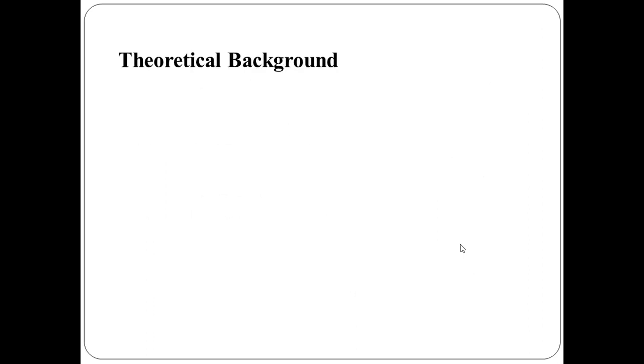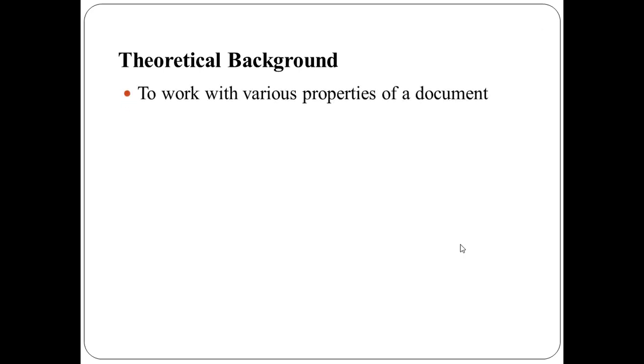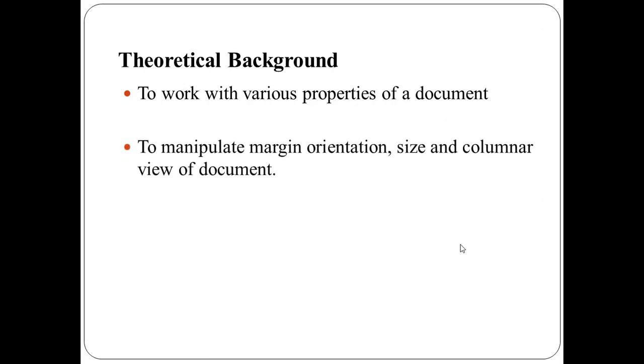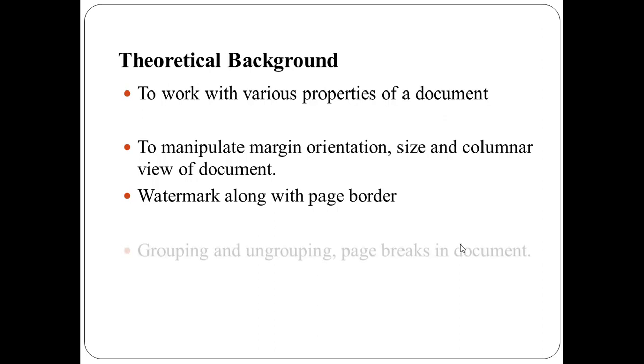To perform this practical, you should know various things. The page layout option gives freedom to the user to work with various properties of a document. The user can work with the theme of the document and give color to the document. These options enable the user to manipulate margin, orientation, size and columnar view of a document. One can add a watermark to the document along with a page border. Grouping and ungrouping of objects can be handled by the page layout option. One can make efficient use of page breaks to give user-defined breaks in a document.